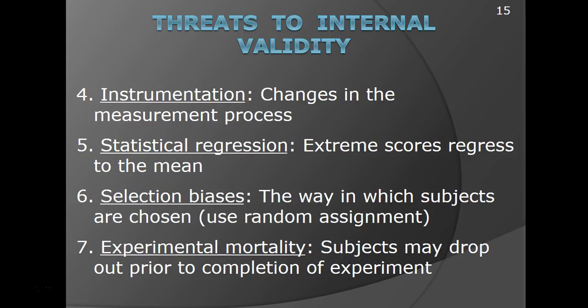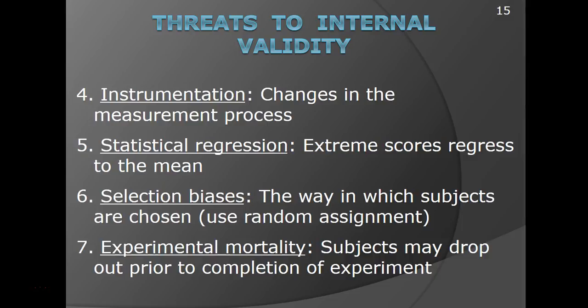Some of the other threats are instrumentation. There may be changes in how, like I just said, the process of measuring the violent behavior. Also, you might have extreme scores that regress to the mean. This may not happen in the example I gave you, but it could happen in measuring recidivism. Maybe some of the scores of the offenders, some of the recidivism was so very high that it throws off your mean. It throws off your distribution.